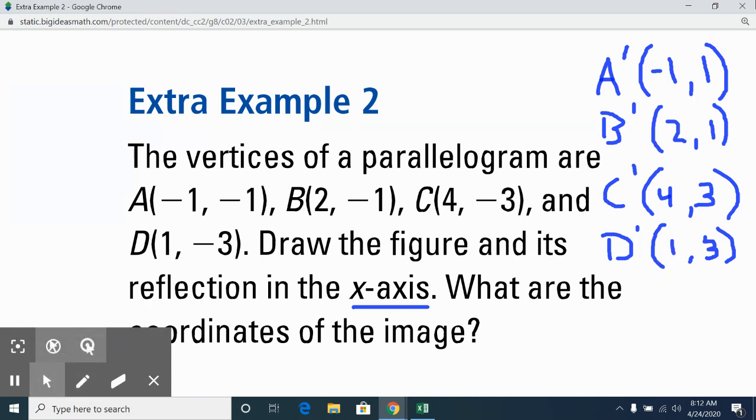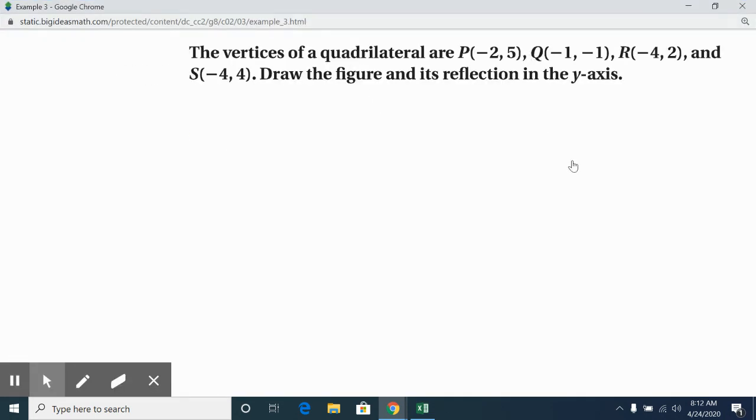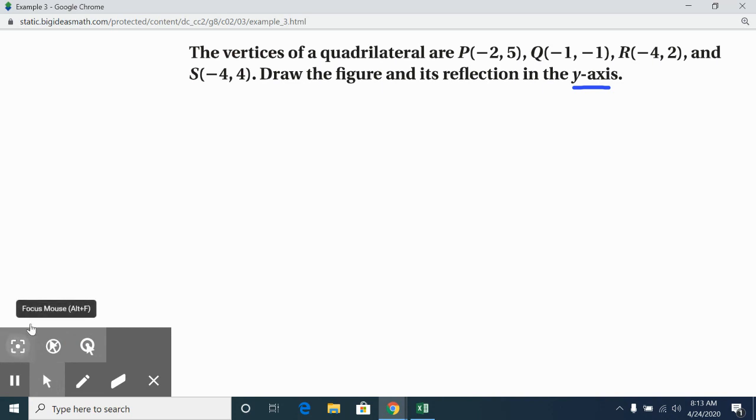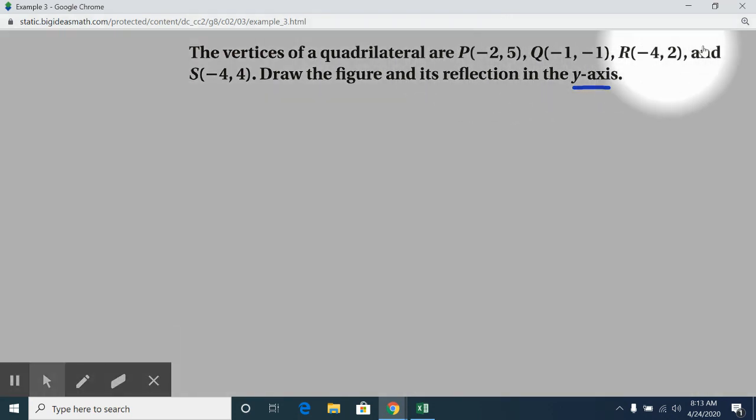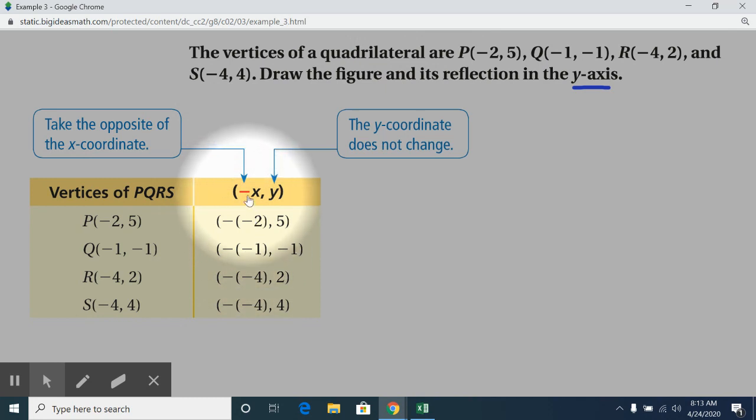Simple as that. All right, so next one, example 3, we're just going to do the opposite. We're going to use the y-axis to reflect now. So remember our rule for that. We're just changing our x values to their opposites. If these are our vertices of our quadrilateral and we want to reflect using the y-axis, here's what they do. They show it algebraically that we're going to take the opposite of the x coordinate. The y coordinate does not change.